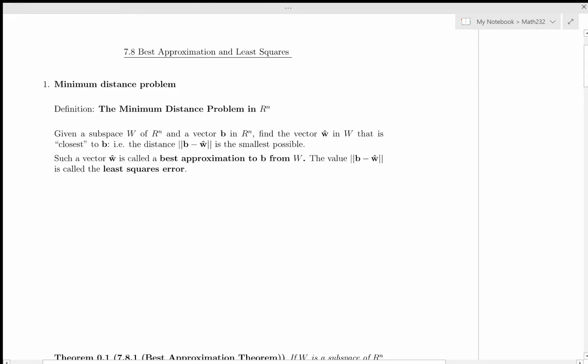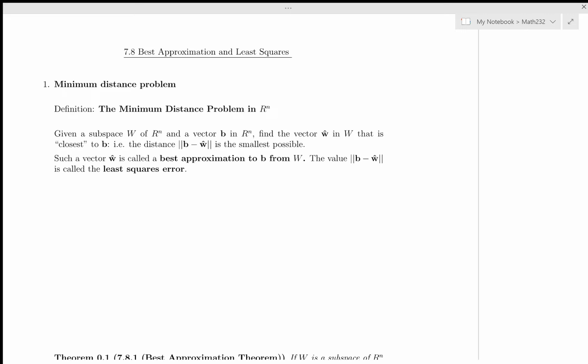We're here in section 7.8, best approximation and least squares. This is a major application of linear algebra, and we're going to see how to do a linear regression using least squares, putting the best line through a set of points when not all the points lie on the line. We'll start here with the minimum distance problem.